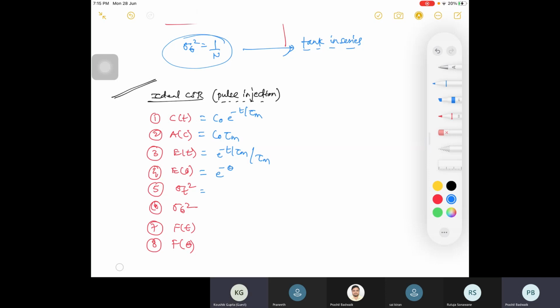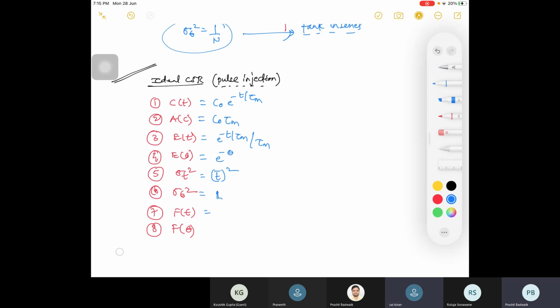What is your sigma t square, Rutuja? T mean square, right? Okay. Then Pranit, what is sigma theta square? 1. What is your F of t, Sai Kiran? 1 minus e power minus t by tau m. And what is your F of theta, Kaushik? 1 minus e power minus theta. Right? Please keep in mind these points.